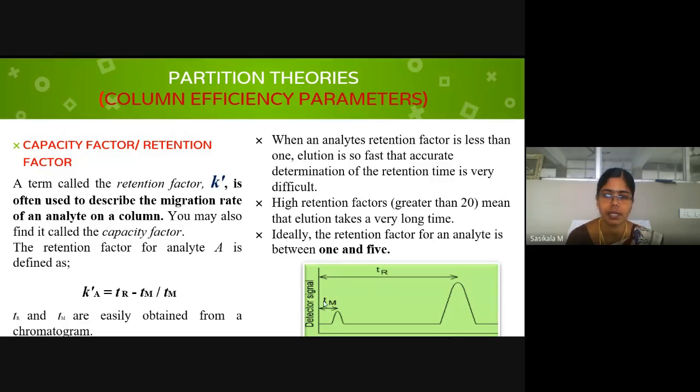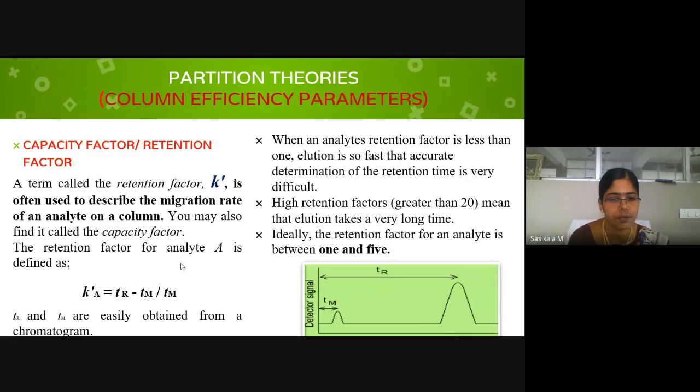This is also a factor depending on retention time. So that means the retention time, your qualitative parameter, depends on capacity factor. Here it describes the migration rate of an analyte on a column. What is capacity factor? Migration rate of an analyte on a column. Whatever principle it follows, adsorption or otherwise, how long the solute stays in the column, the stationary phase, that represents the retention factor.